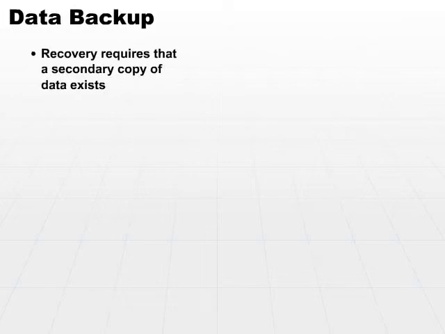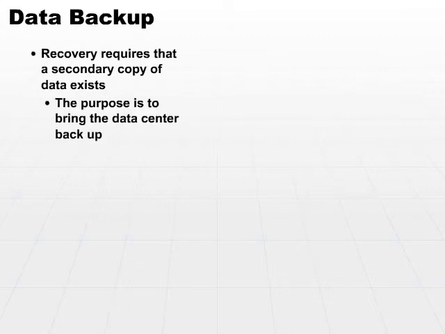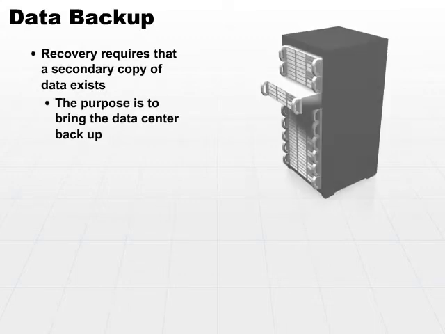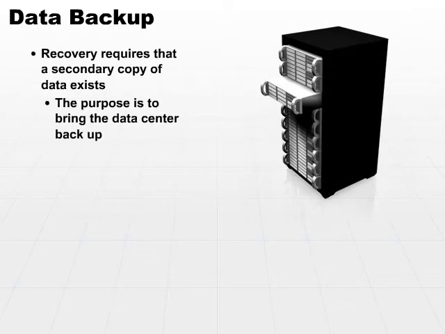Next, remember that recovery requires that a secondary copy of your data exists. The entire purpose of our disaster recovery plan is to be able to bring our data center back up to support our business processes. If we've lost all or part of the data center, we probably have lost all or part of our primary copy of all of our data. So we have to have another copy somewhere.